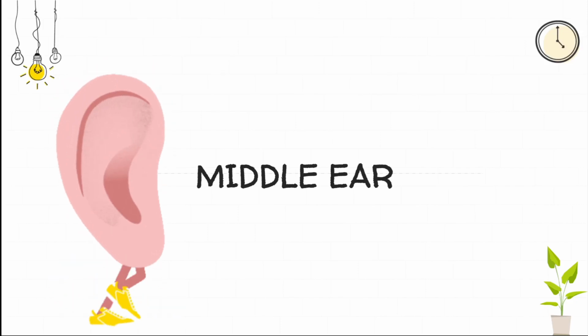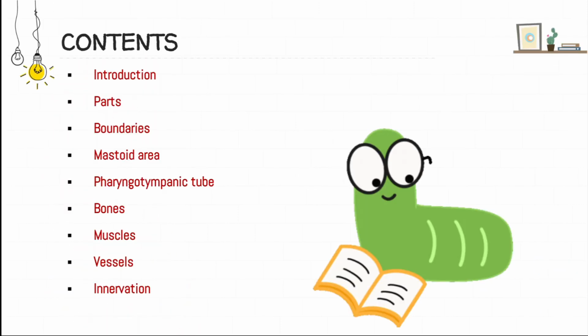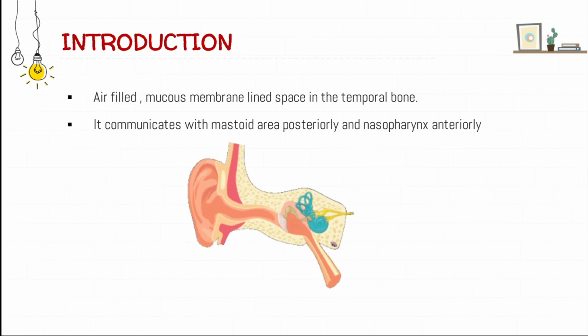Welcome back to Bibliodent. Topic is middle ear. We'll discuss parts, boundaries, mastoid area, pharyngotympanic tube, bones, muscles, vessels, and innervation.